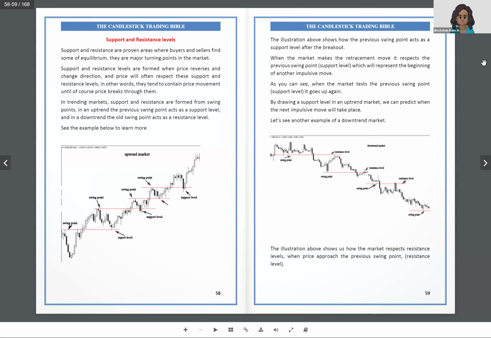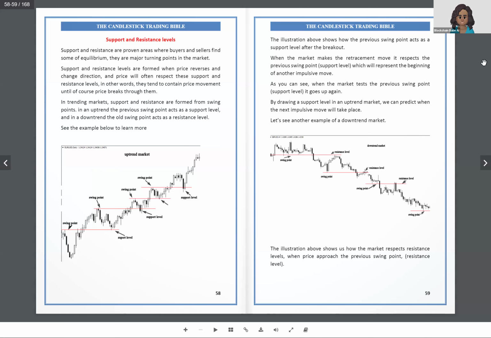Support and resistance. Support and resistance are areas where buyers and sellers find some equilibrium. They are major turning points in the market. Support and resistance levels are formed when price reverses and changes direction. And price will often respect these support and resistance levels. In other words, they tend to contain price movement until, of course, price breaks through them.